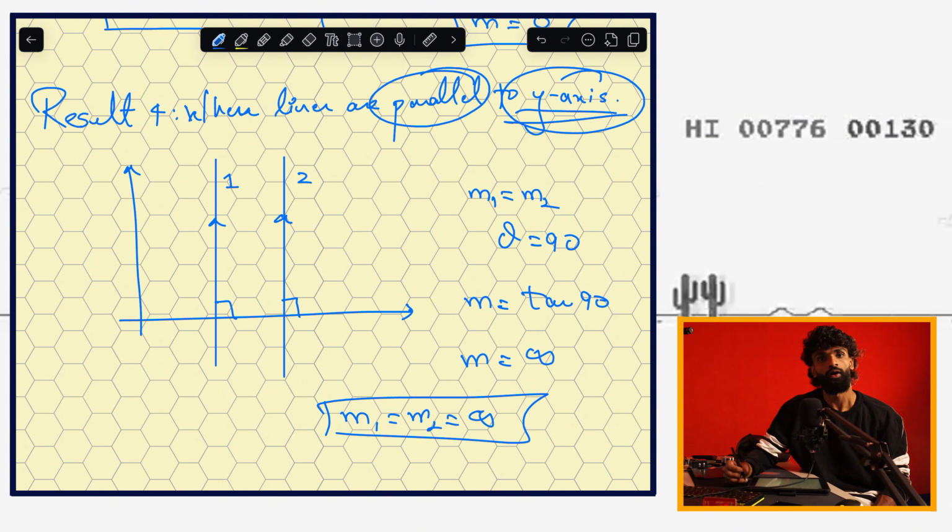So these 4 results will be asked in terms of MCQs and in terms of questions. Result 1, result 2, very important for all the questions. Result 3, result 4, most important for 1 markers.